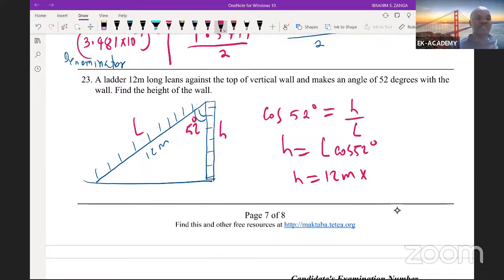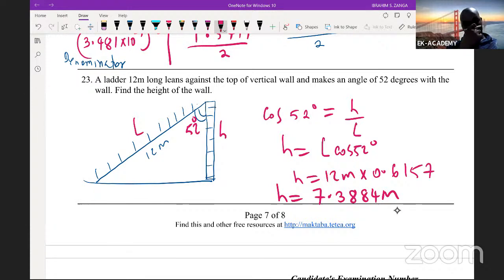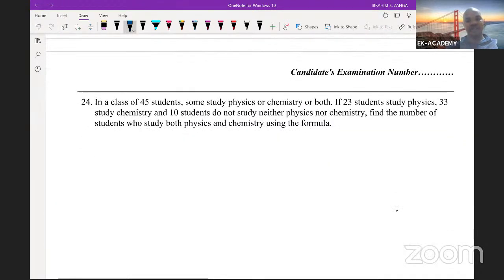When you read cosine of 52, it is 0.6157. You multiply 12 by 0.6157. Height becomes 7.3884 meters. So you can approximate it to be 7.4 meters. So that is the height of the wall, dear students.